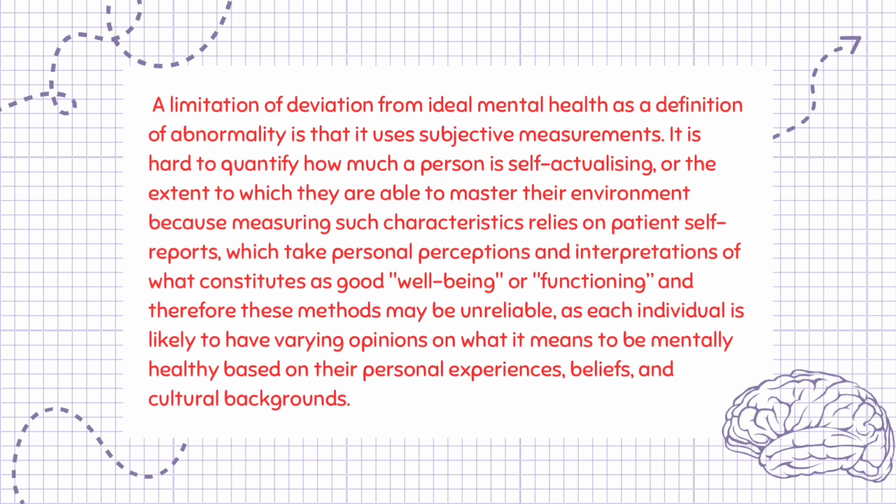A limitation of deviation from ideal mental health as a definition of abnormality is that it uses subjective measurements. It is hard to quantify how much a person is self-actualizing, or the extent to which they are able to master their environment, because measuring such characteristics relies on patient self-reports, which take personal perceptions and interpretations of what constitutes good well-being or functioning, and therefore these methods may be unreliable, as each individual is likely to have varying opinions on what it means to be mentally healthy based on their personal experiences, beliefs, and cultural backgrounds.